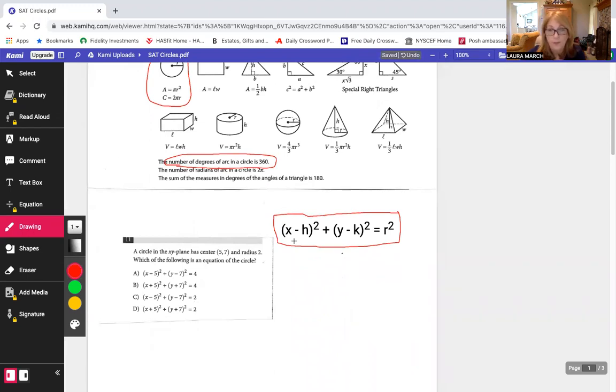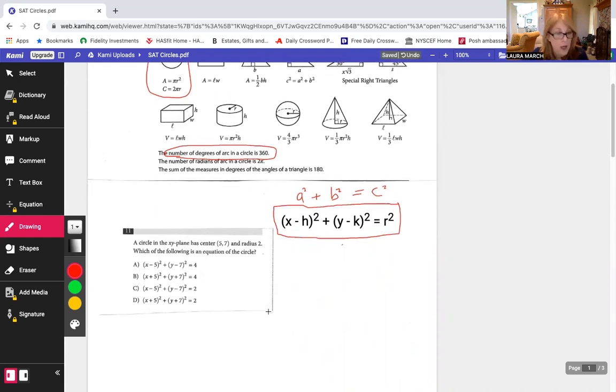One formula they don't give you that's really, really important to know is the equation of a circle: x minus h squared plus y minus k squared is r squared. It may help you to remember it to know that it's derived from the Pythagorean theorem, which is a squared plus b squared equals c squared. So it's something squared plus something squared equals r squared, if that helps.